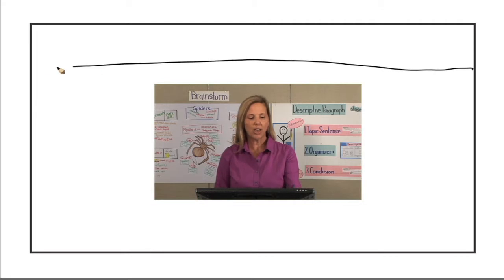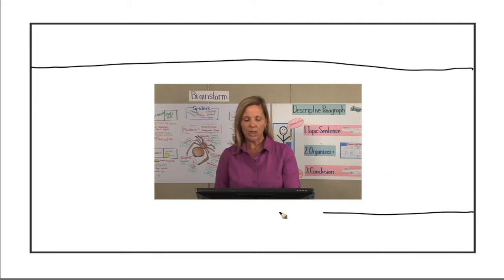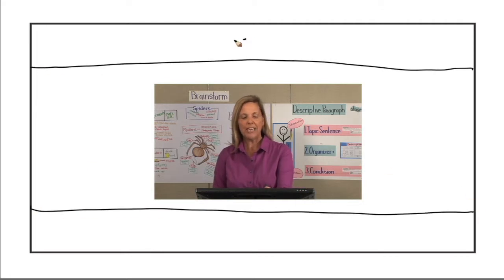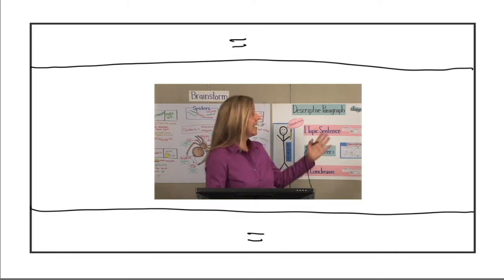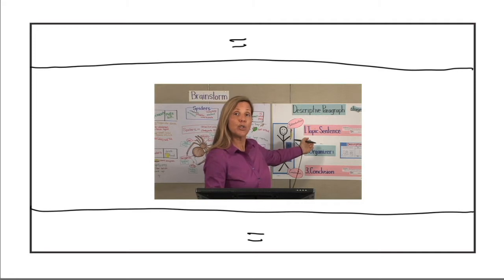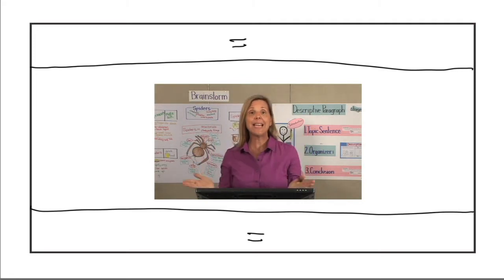Remember, draw a line across the top, draw a line across the bottom, put equal signs in the introduction, and put equal signs where the conclusion will be. We have our easy organizer for a description. Let's look at step 1 on our descriptive paragraph steps, and that is topic sentence. Description: who or what are we going to describe?